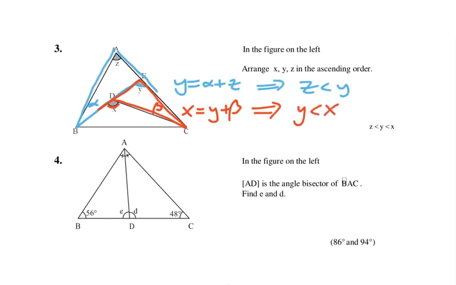So let's put that all together. Remember, it's ascending order. We should start with the smallest. So the smallest, I think we can see, is z. Actually, it's written just here, isn't it? Z, then y, then x.